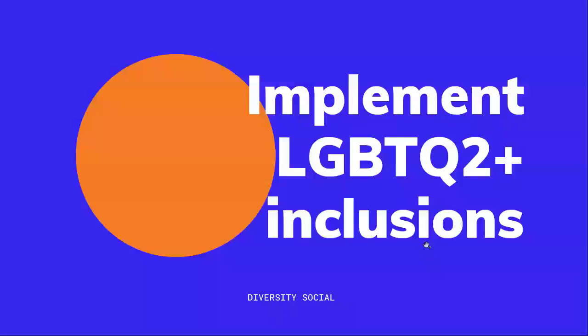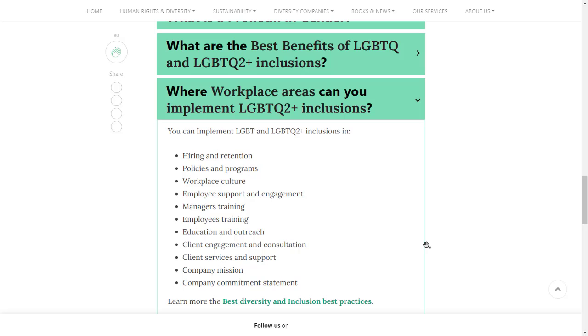How do you implement LGBTQ2+ inclusion in the workplace? There are many ways that you can implement inclusion for the LGBT communities. For example, in your hiring and retention policies and programs, when you're designing your workplace culture and designing your employee support and engagement programs, and doing onboarding or manager training. You can also incorporate LGBT training into those, and also in client management, supplier or supply chain management, you can also incorporate diversity and LGBT inclusion. And more important, in the mission and commitment statement of your company or organization, you can include LGBT or any diverse workplace language.